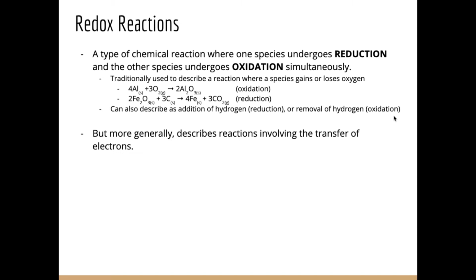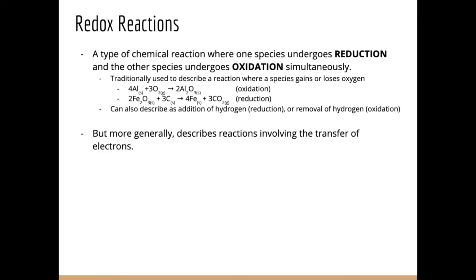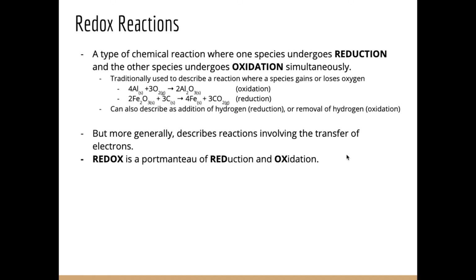More generally though, and more specific to this unit where I just said it's looking at how electrons move, it can be used to describe how electrons are transferred between two different species. So it describes reactions involving the transfer of electrons, where redox is a portmanteau of reduction and oxidation. Portmanteau is where you've got one word and another word and you smush them together to have elements of both words, like brunch is breakfast and lunch. Reduction, oxidation, smush them together, you get redox.